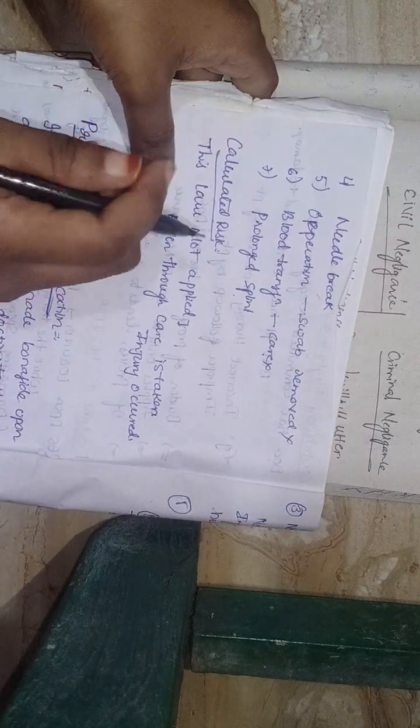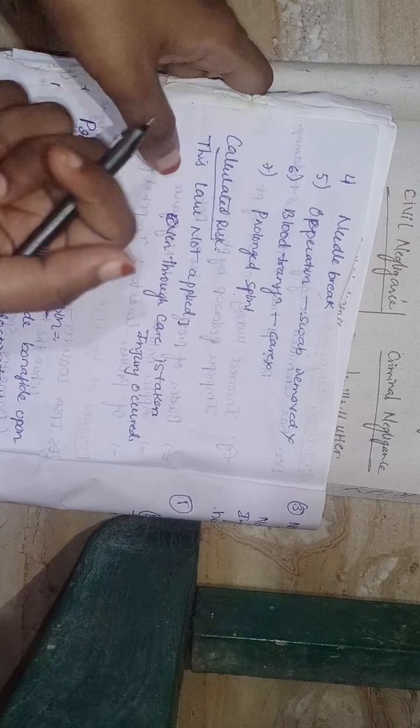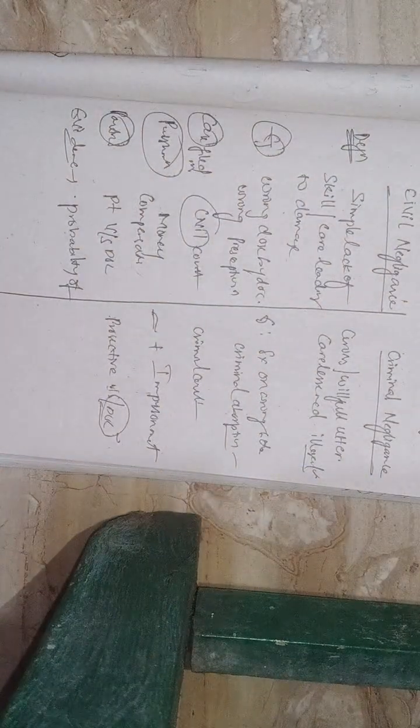Calculated risk: this law is not applicable even though care is taken. If so much care is taken, the same injury will still happen, but it comes under calculated risk. Even though care is taken, the injury has occurred.